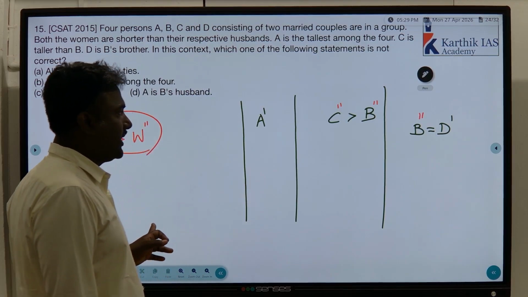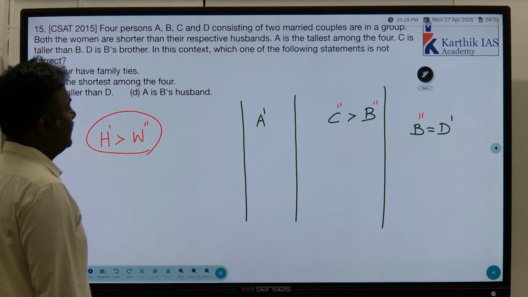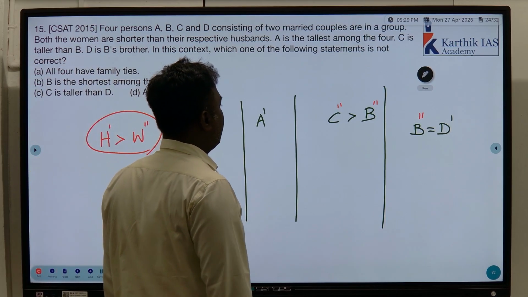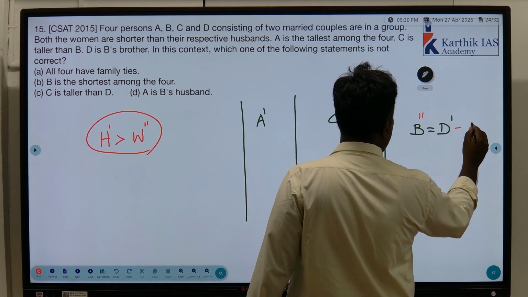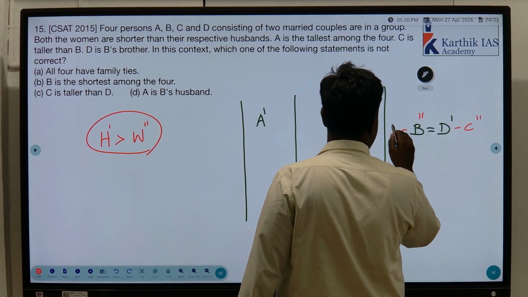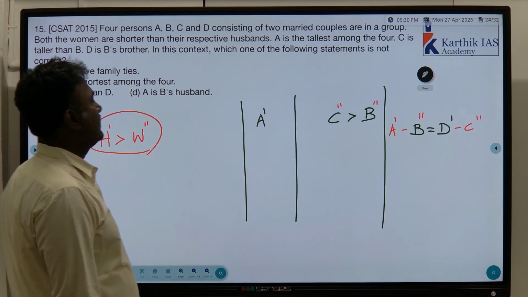We know already A is a male. Now D is also a male. Now B and C are female. So B and D can't marry. So obviously D should marry C and B should marry A. That's all right. So two couples: A and B, C and D.